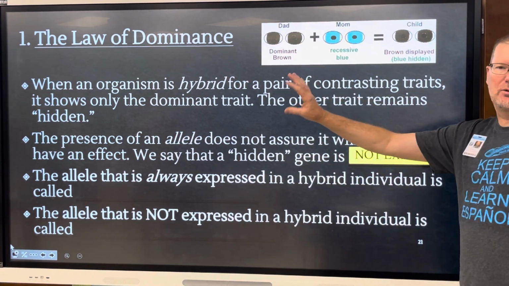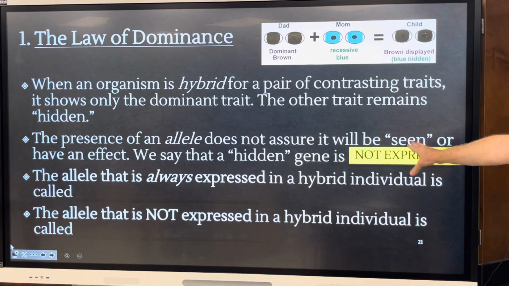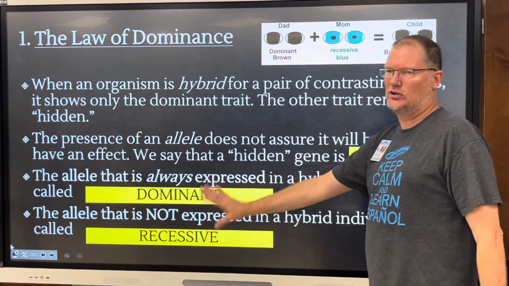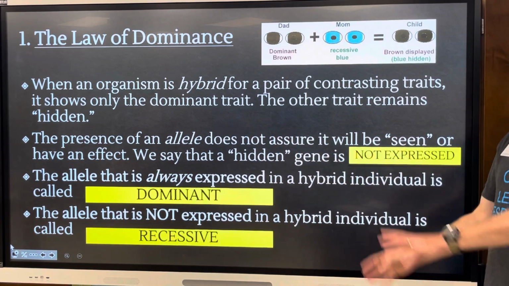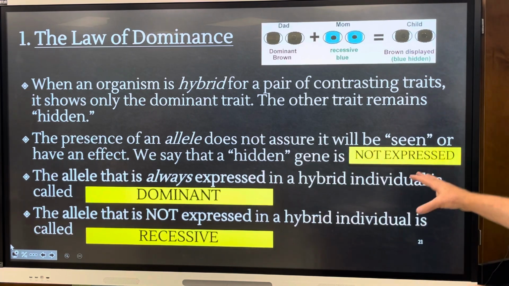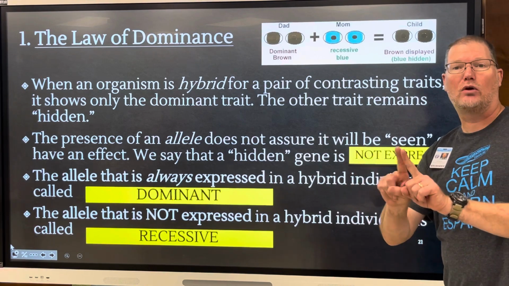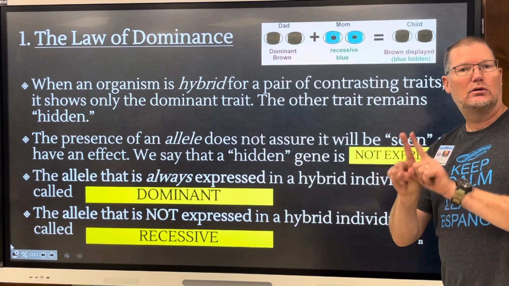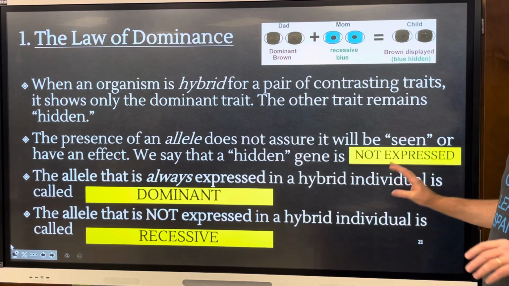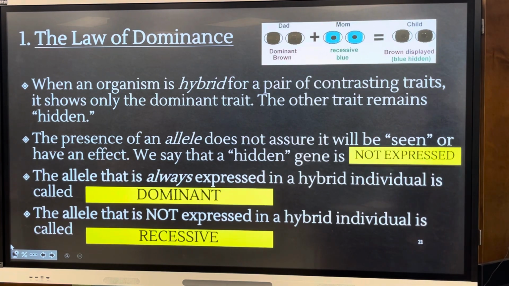It only shows the dominant trait, right? The other one remains hidden, right? That recessive one, the not expressed one. We call those dominant and recessive. So this is a little bit of a review, but more formally on the paper now, okay? So the allele that is always expressed is dominant, and the one that is not expressed, unless there are 2 of them, unless it's homozygous, remember our activity from last Friday, those are recessive, the ones that are hidden.